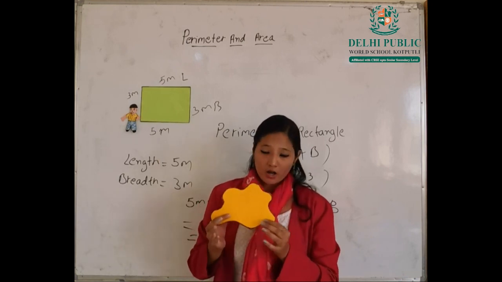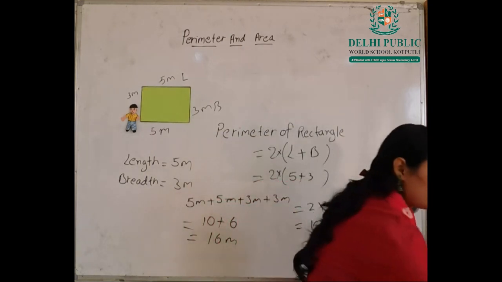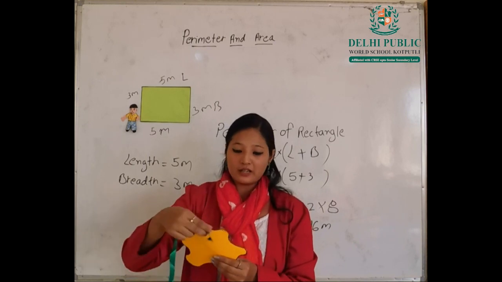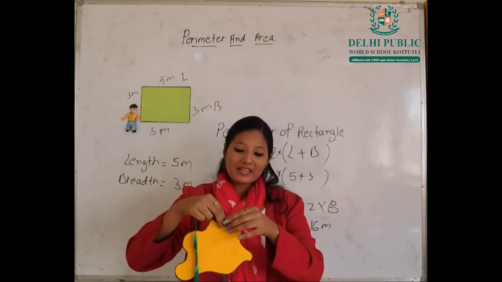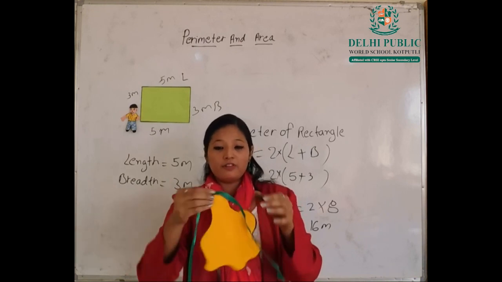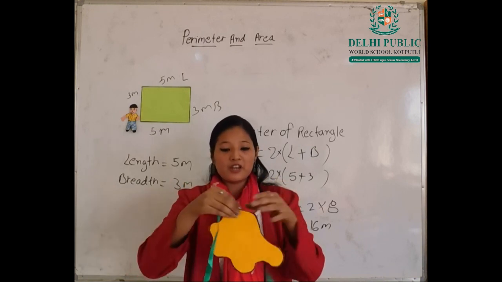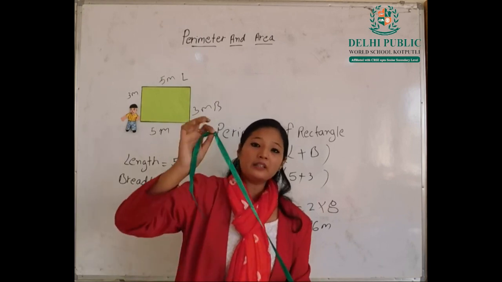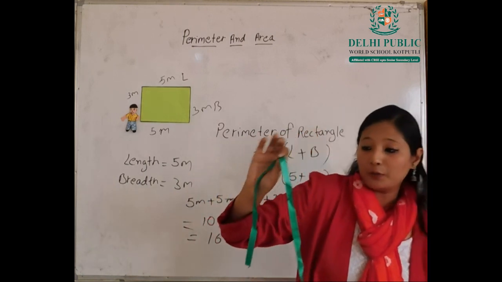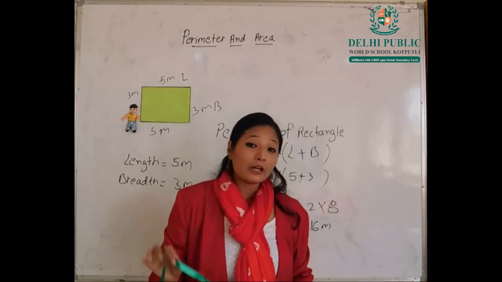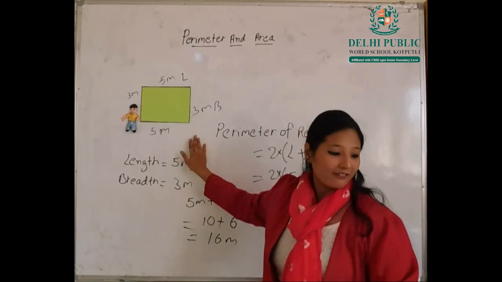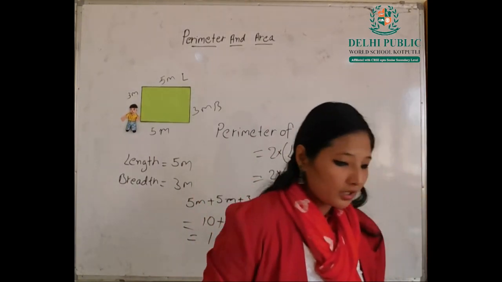For this kind of figure, we can use a thread or a ribbon to calculate the boundary of this field. We can simply place the ribbon around the boundaries of this figure, and then we can measure the ribbon that is used to cover this figure. Through this we can measure the perimeter of irregular shapes also. So the perimeter of a rectangle we have discussed. I hope you understood.